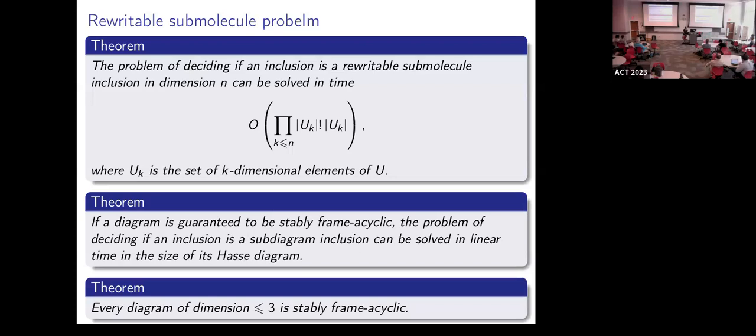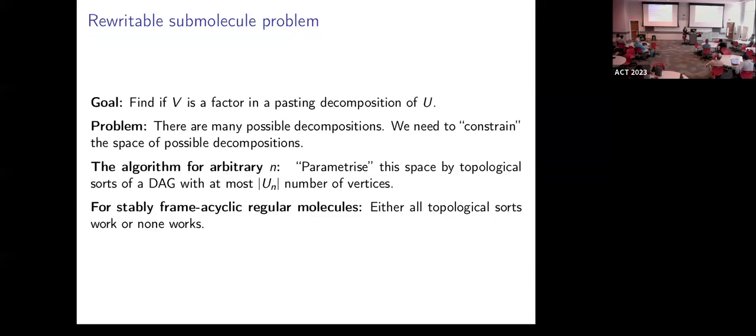Okay, now I will tell you a bit how this algorithm works on a high level, and then I will continue by giving some more details for the rewritable submolecule problem. So why this situation appears is because pasting decompositions are highly non-unique, as you've seen at the beginning of the presentation. So our goal for this problem is to find if V is a factor in a pasting decomposition of U. But again, as you've seen previously, there are many possible decompositions.